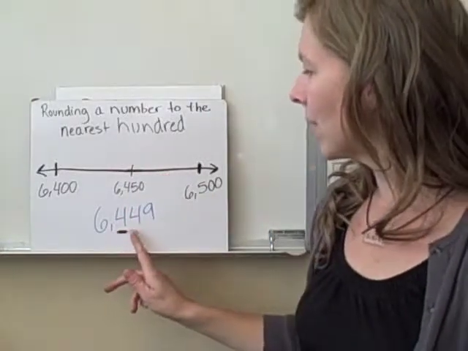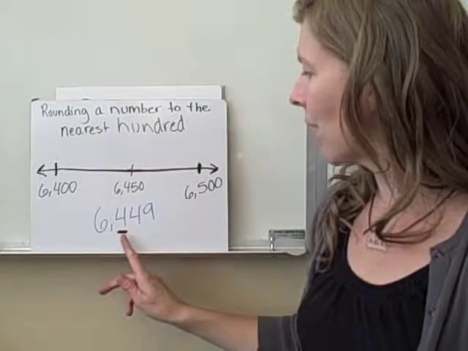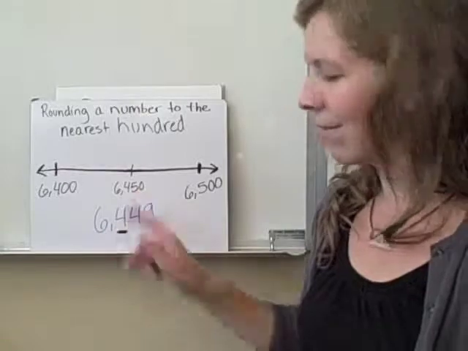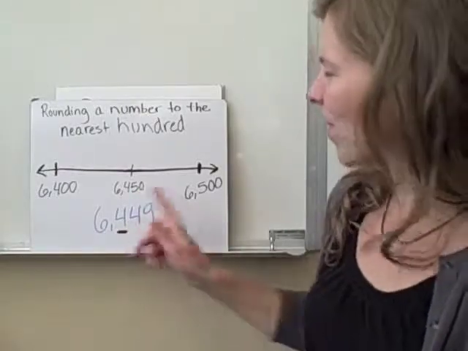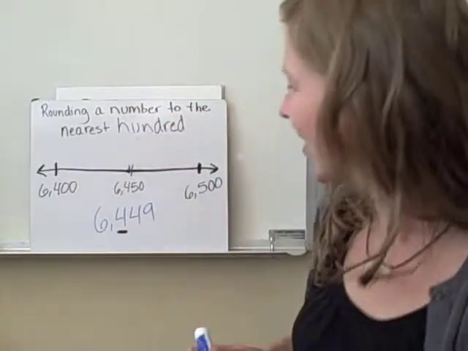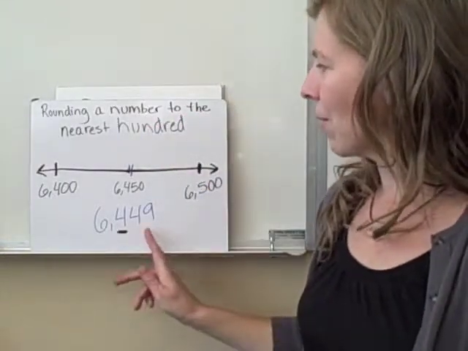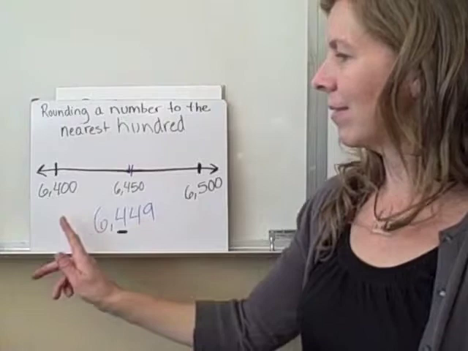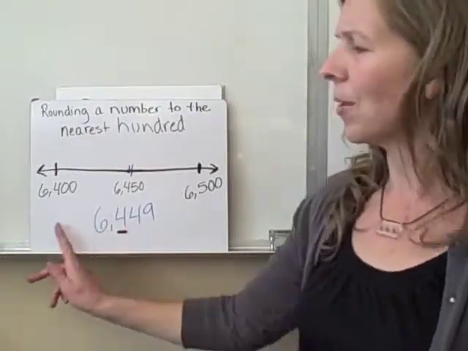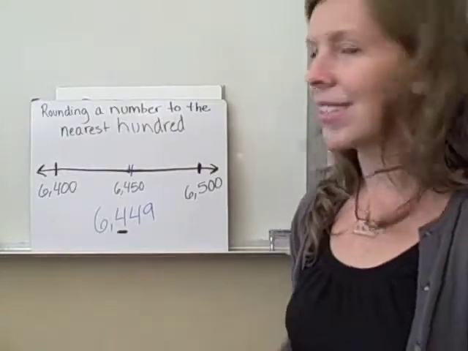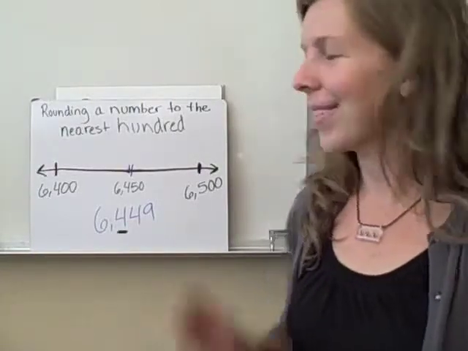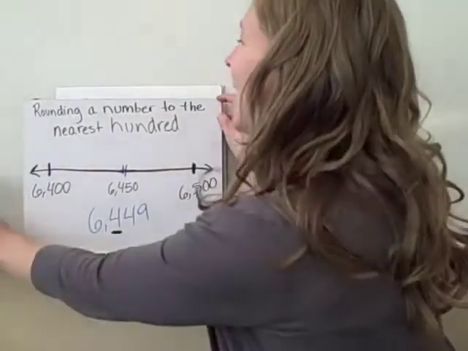So where would this number fall? 6,449. Well, it's pretty close to this, isn't it? It's very close, but not quite in the middle, is it? It's just right here. So where would we round? Would we round down or up? Well, it's on the left-hand side of the center, so of course we're going to round down to 6,400. Okay, let's move on.